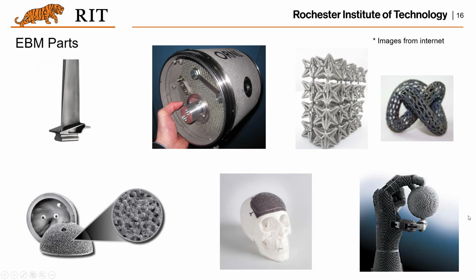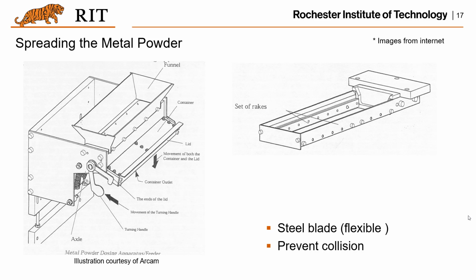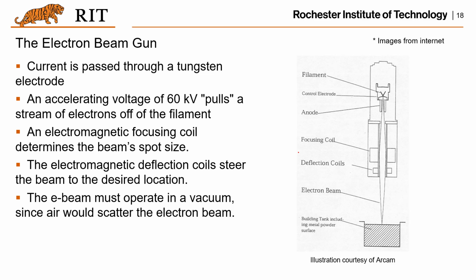And here are some very nice parts made by electron beam melting. As you can see here, there's a blade-like mechanism to spread the metal powder. Again, as I mentioned previously, this kind of design prevents collision. Another good point is it can spread the powder two ways, from both directions, right? And here are the electron beam guns.